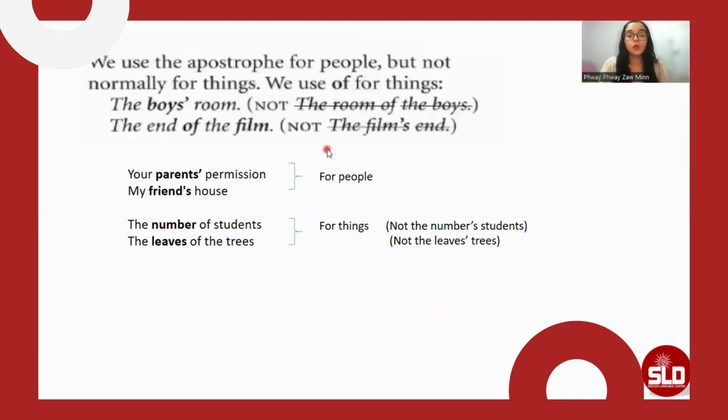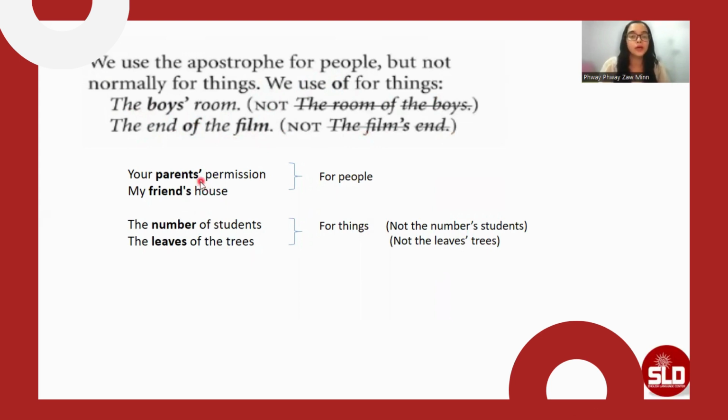And we only use apostrophe for people. For things, we use of. So here, the boys' room. We don't say the room of the boys. The same thing here, if we talk about things, we use of. So the end of the film, it's not the film's end.